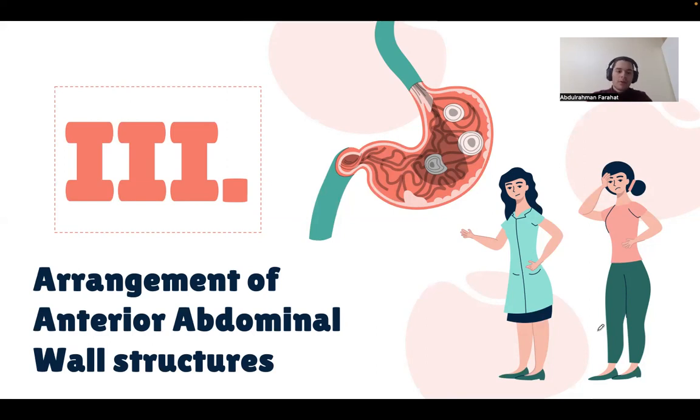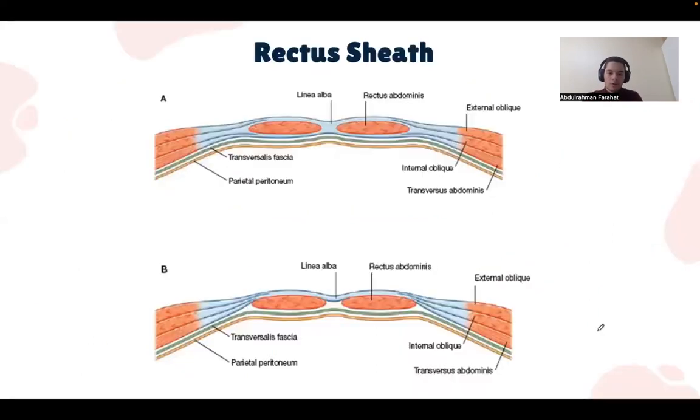So now the arrangement of anterior abdominal wall structures. First of all, we'll speak about the rectus sheath. So what's the rectus sheath? Remember when I told you that all the muscles of the anterior abdominal wall, so the external oblique, internal oblique, and the transverse abdominis, they all come together in the midline and form an aponeurosis, and this would be the linea alba, right? And so they're not randomly ordered. They have a certain order to them. And this all depends on their location.